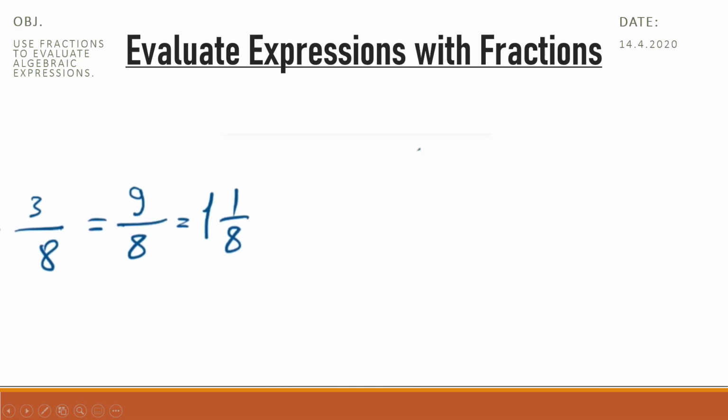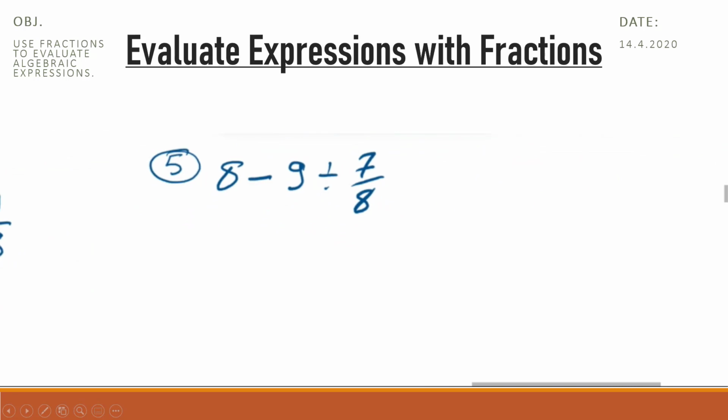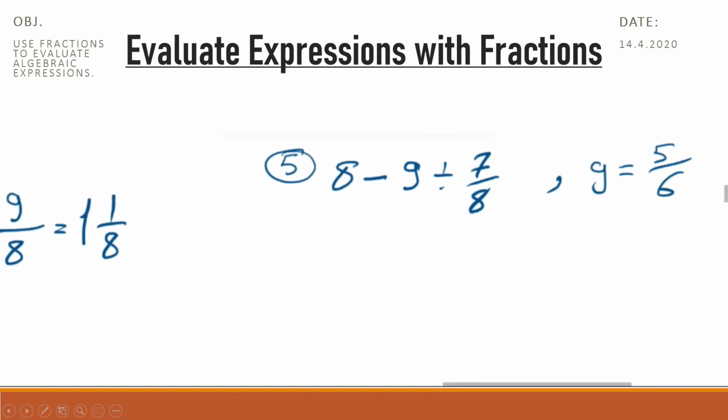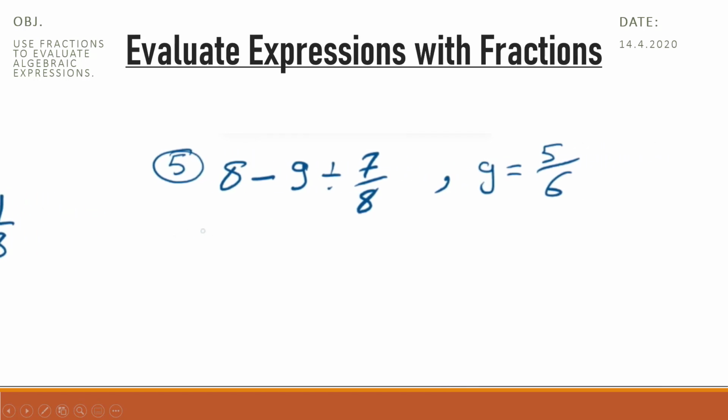In question number 5, we have 8 minus J divided by 7/8. And we have here G equal 5/6. Okay, start with substitution. We have 8 minus, remove G and write the value of G, which is 5/6. So minus 5/6 divided by 7/8.